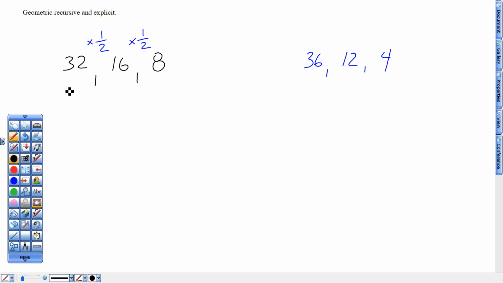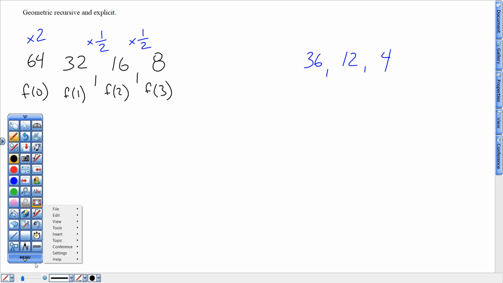So this is my first term. This is my second. This is my third. If I go back to the 0 term, 32, I'm doing the opposite, timesing by 2. Taking this 32 and timesing by 2, that should give me 64. And that makes sense because 64 divided by 2, or times 1/2, is 32.